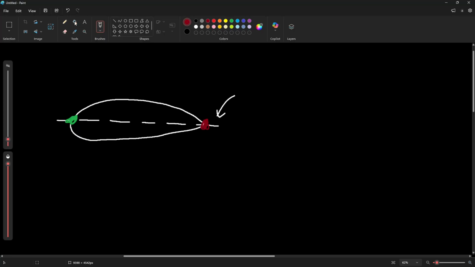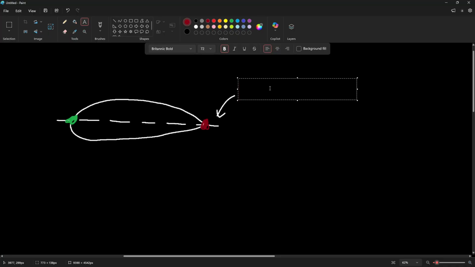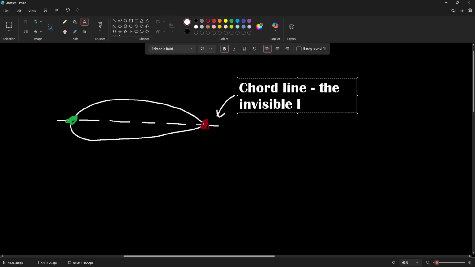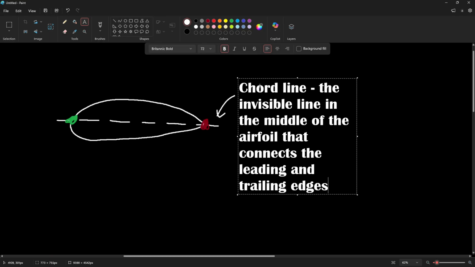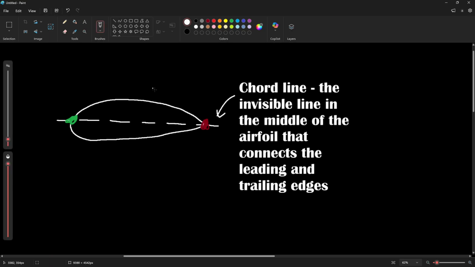So let me write the definition down here for any of you that are trying to take notes at home. Chord line is the invisible line in the middle of the airfoil that connects the leading and trailing edges. We use the chord line a lot when determining the angle measurements of other definitions such as angle of attack or angle of incidence, which we will be talking about later in this video.